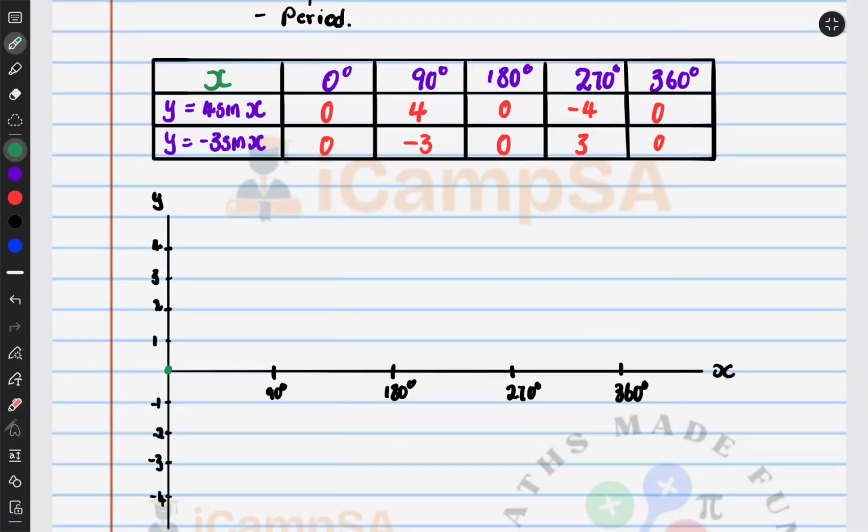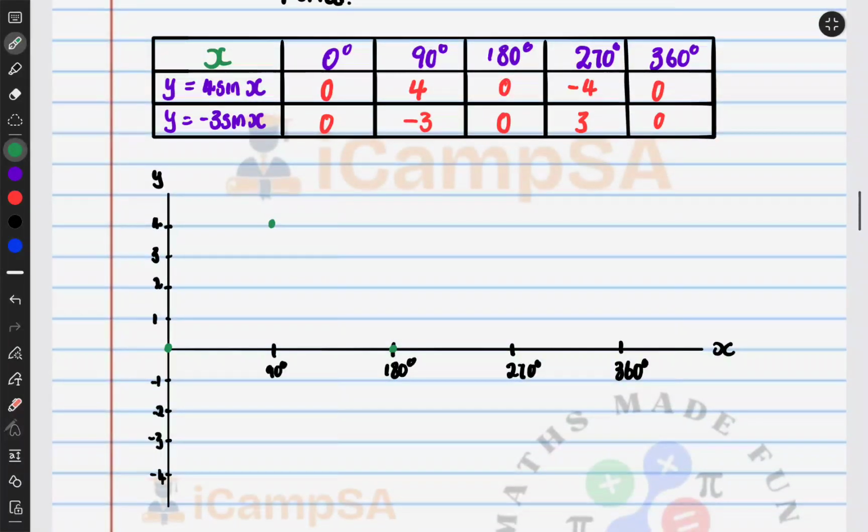Okay, so where x is 0 degrees, y is also 0. Where x is 90 degrees, y is 4. It's gonna be there. Where x is 180, y is 0. Where x is 270, y is -4. And where x is 360, y is 0. Okay, then once we have our points, we join them with a smooth curve. Like that. Okay, that's our first function. Let's label it. This is the one for y is equal to 4 sine x.